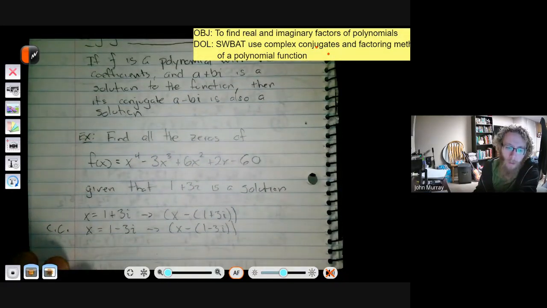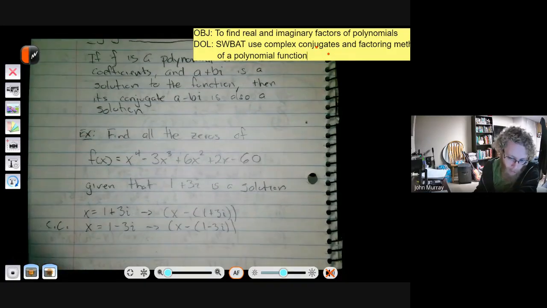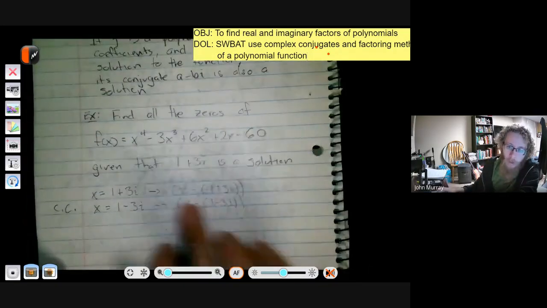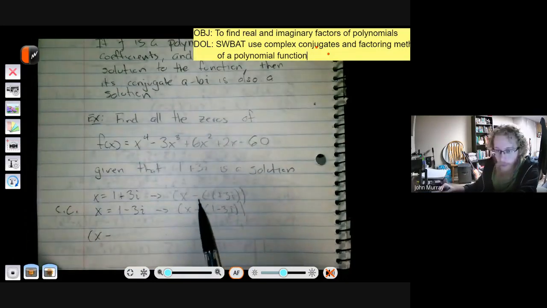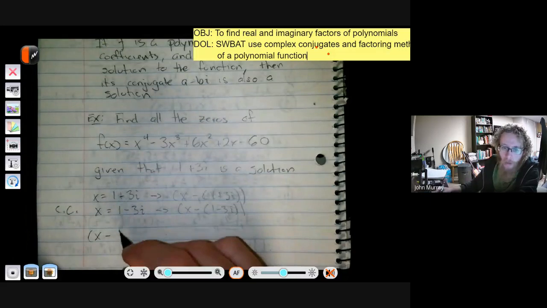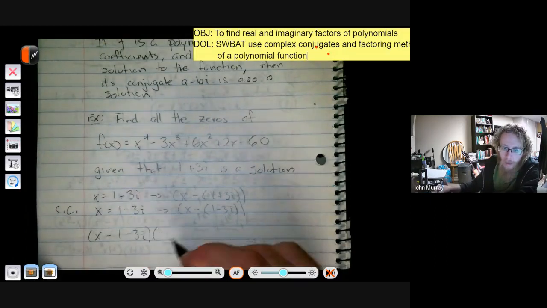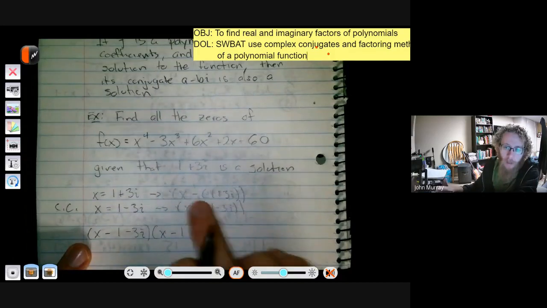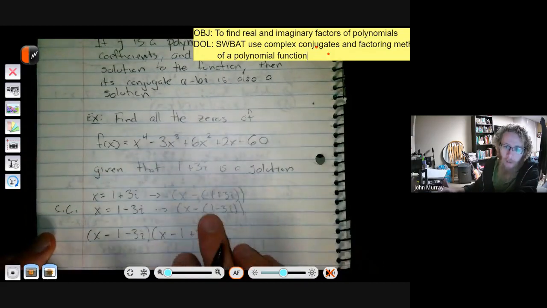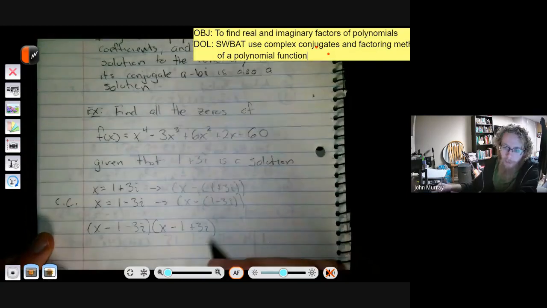The reason this works out so well, and we've seen this before when we were simplifying fractions, is that when we multiply complex conjugates, the imaginary part disappears. All right? So what we do is we multiply these two together. Now I'm going to distribute this negative to both. So I have x minus 1 minus 3i. I distributed that negative to both of those. I have x minus 1 plus 3i.